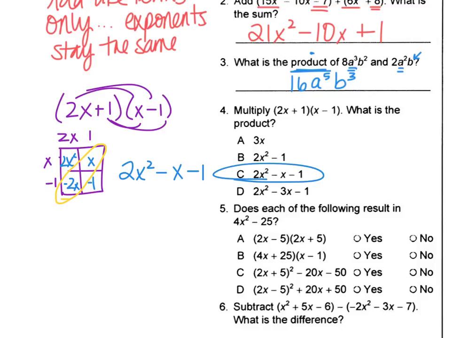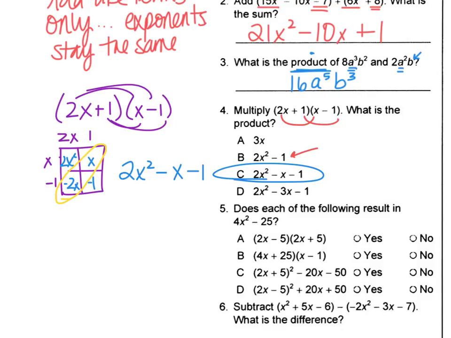Notice that option B was trying to trick you. It was trying to make you think that you were maybe only supposed to multiply the first and the last, which is only an option when you have conjugates. These are not conjugates, so you can't take that shortcut.